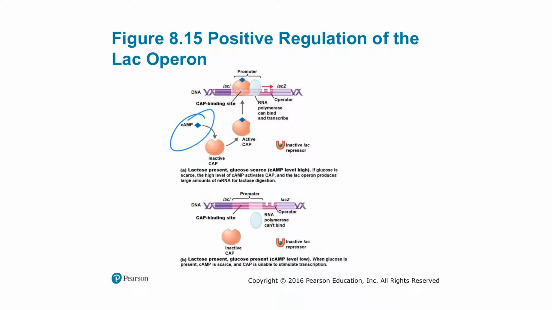With the lactose present and the glucose present, the cyclic AMP level is low. When glucose is present, the cyclic AMP is very scarce, and the CAP protein is unable to stimulate the transcription. Okay, because it's going to have to bind with everything that it comes together with.